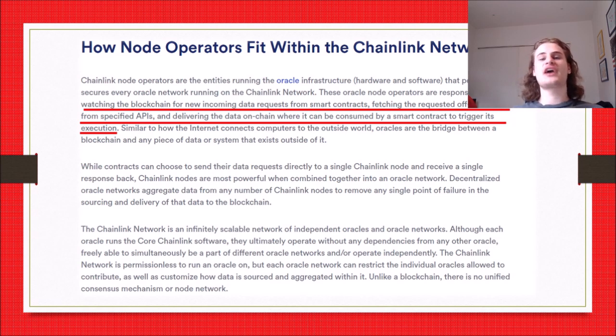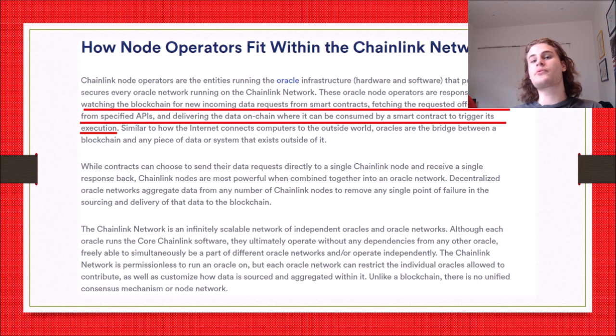So in order to run a Chainlink Oracle node, these big companies and entities that have all of the data essentially do need to set up some software. All they need to do is set up a Chainlink Oracle node operator. Of course, since I'm not a very technical person, I'm not exactly sure how this works specifically. However, once they set up this Chainlink Oracle node, it will be automatically watching the blockchain for new incoming data requests, fetching the requested data off-chain from specific APIs, and delivering the data on-chain where it can be consumed by the consumer, and it will trigger a smart contract for its execution.